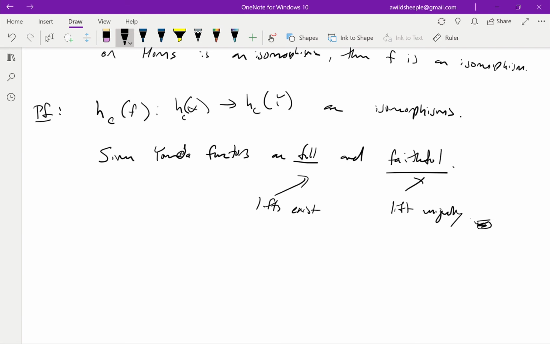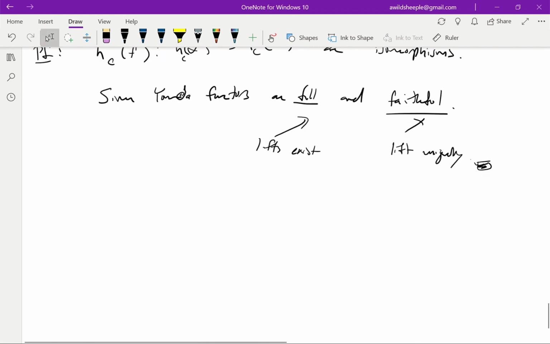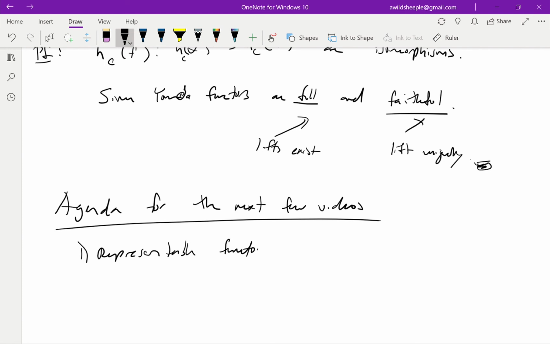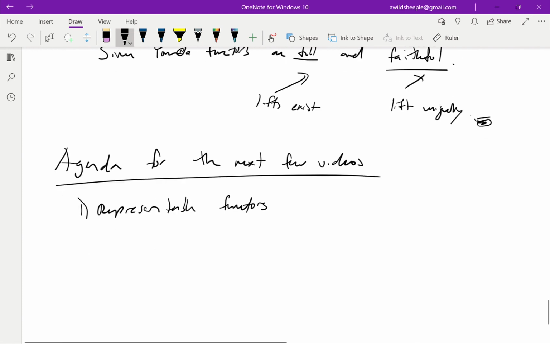Okay, so I think this is a good place to stop. We're already 35 minutes long. And next time, I'll take note of the agenda for the next few videos. Representable functors. That's the biggest thing. And that'll probably be a pretty short video. Too long to tack onto here, but not that long. And then I want to talk about the Brown representability theorem.